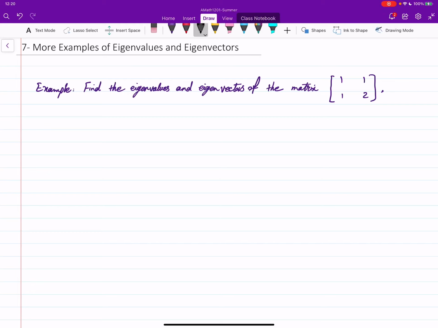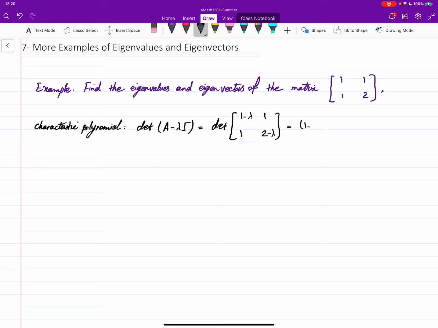Hello everyone. In this video, we will do some examples for finding eigenvalues and eigenvectors. Remember always, when someone gives you a matrix and asks for eigenvalues or eigenvectors, you start with the characteristic polynomial, which is the determinant of A minus lambda I. Well, in this case, A minus lambda I means that you write the matrix and subtract lambda from the main diagonal.